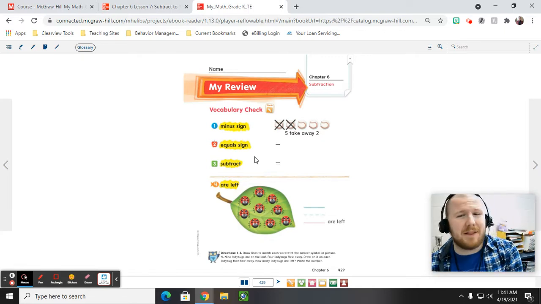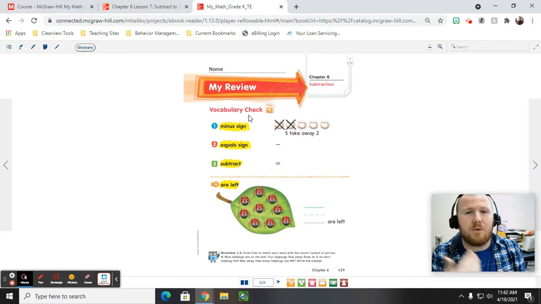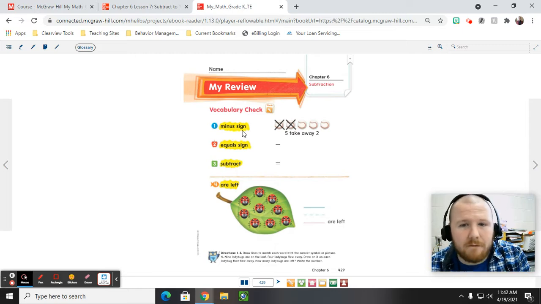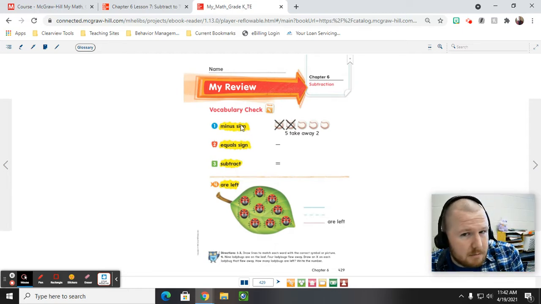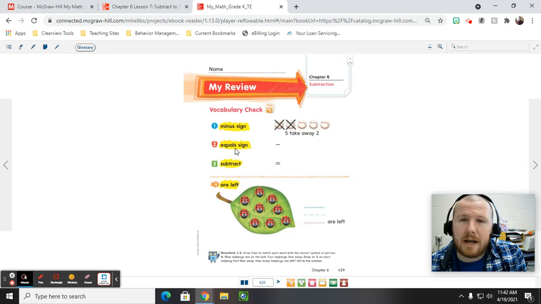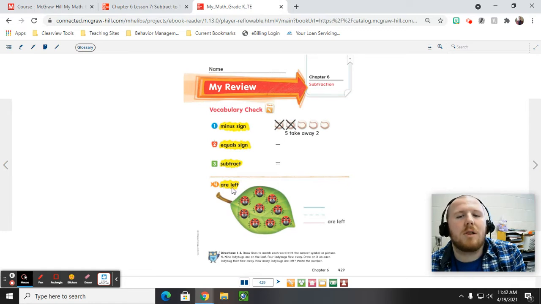So, vocabulary. What are some of the most important words that you hear when you're talking about subtraction? Well, first of all, there's the minus sign, there's equal sign, and there's subtract. They also have R left down here. But up here for 1, 2, and 3, they want you to draw lines to where's the minus sign? Draw a line to it. Where's the equal sign? Draw a line to it. Where's the subtract? Yeah, draw a line to that. Okay, and then down here it says R left.